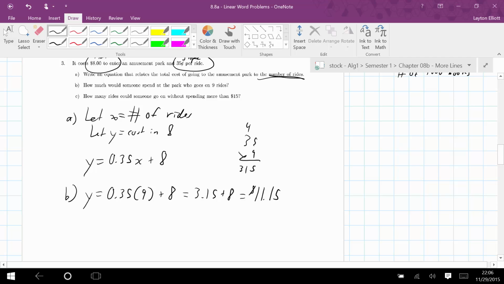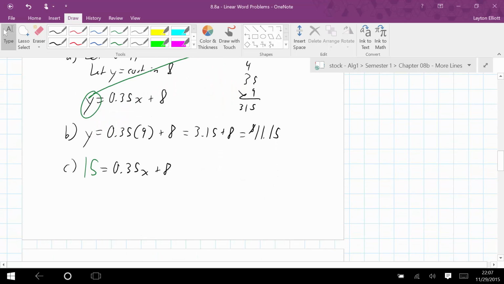And then it says, how many rides could someone go on without spending more than $15? Well, $15 is a y. So that's going to get plugged into the y right here. I'm going to go 15 is equal to 0.35x plus 8. Subtract 8, and I get 7 is equal to 0.35x.